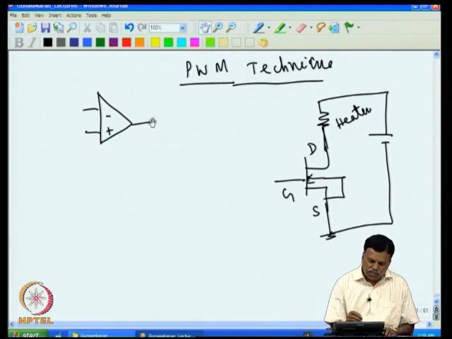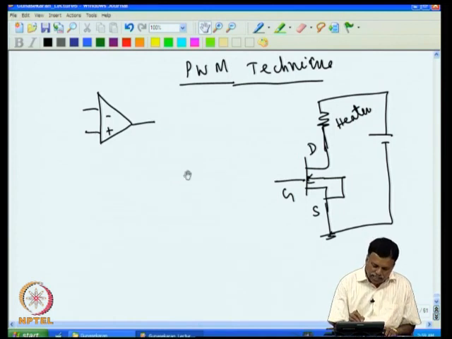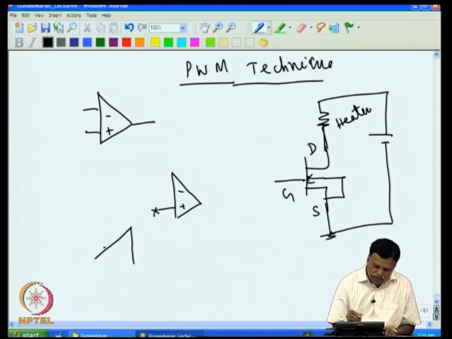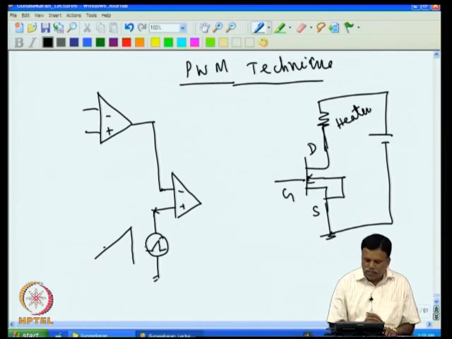That we can do using a simple circuit. For example, I can compare, I produce one triangle or sawtooth wave at this point, then I can connect this to the other one. So this point is given to the sawtooth wave generator. We will see how to generate the sawtooth wave. We can have this, and that is what is given here.